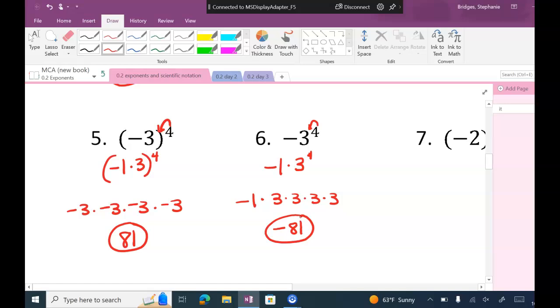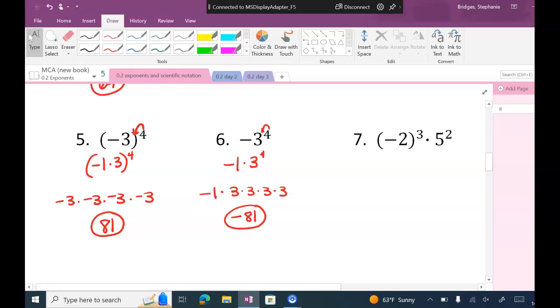So here's what I like to say. If you have a negative sign inside of the parentheses, that negative is going to travel with the number as you multiply it: negative 3 times negative 3 times negative 3 times negative 3. If you have a negative that is not inside of a parenthesis and the number it's next to has an exponent, that exponent is just applied to the number and you stick the negative in the answer. Does everybody see the difference between the two? The parentheses carries it with it. If it doesn't have parentheses, it does not get carried. We good with that? Okay.